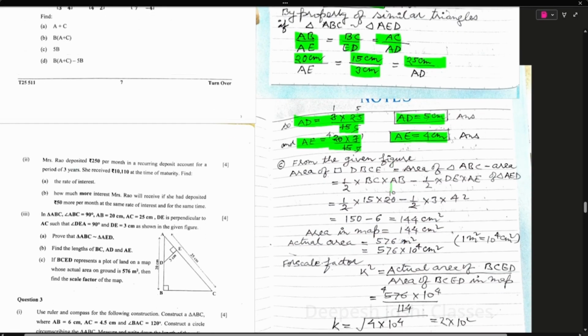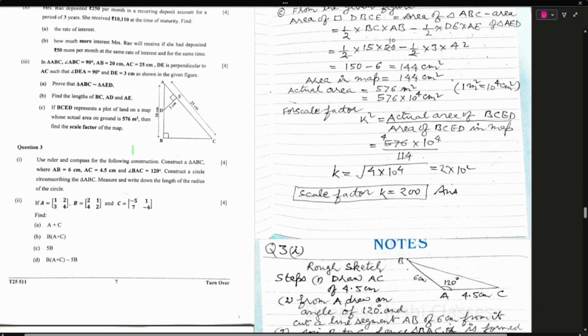Now we move to part 3. Part 3 is related to the scale factor. We have to find out the scale factor. Actual area is given in the question. What is the actual area? Actual area here is 576 meter square. We have to convert meter square into centimeter square. 1 meter square is equal to 100 into 100. It means 10 to the power 4 centimeter square. So actual area we have.